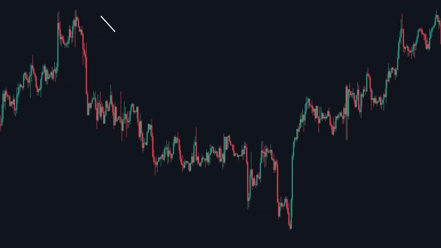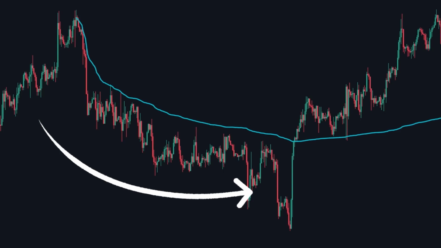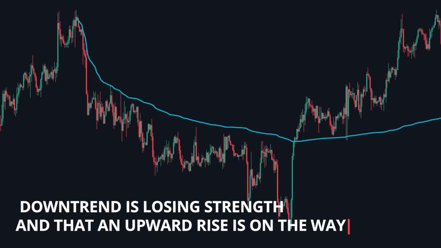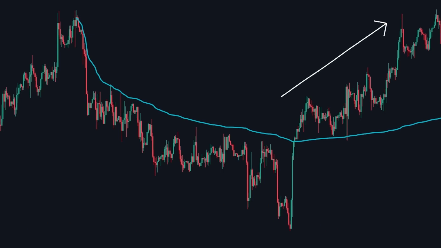In contrast, when a downtrend begins with this candle and we plot the anchored VWAP from there, the price remains below the VWAP for an extended amount of time until breaking above it. This breakout suggests that the downtrend is losing strength and that an upward rise is on the way. As demonstrated, a significant uptrend followed this breakout.